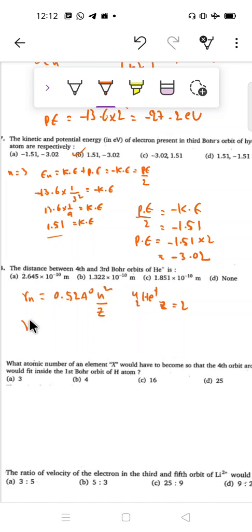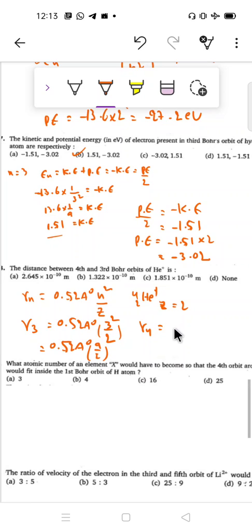Let us calculate. R3 is equal to 0.52 angstrom units, for 3, 3 square by 2. That means you get 0.52 angstrom units into 9 by 2. Then what about R4?